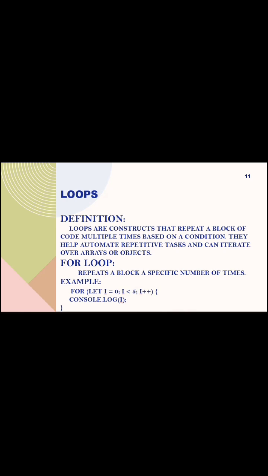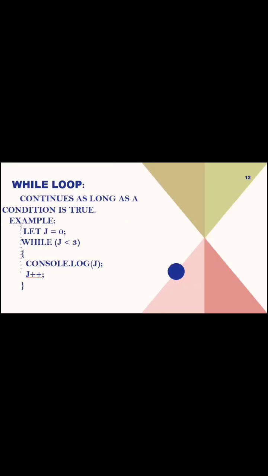First, a for loop repeats a block a specific number of times. For example, let i = 0; i < 5; i++. console.log(i). It repeats until the i value reaches 5. Next, a while loop. A while loop continues to run as long as the condition is true. Here is the example of a while loop.